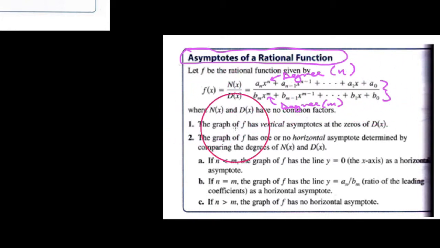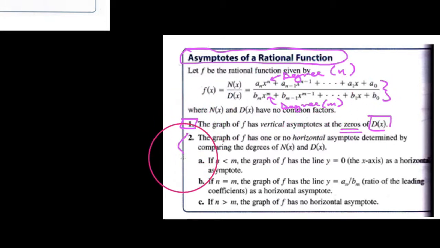Okay, we can say that this is always the case with respect to vertical asymptotes. The graph of f will have vertical asymptotes wherever we have zeros of the denominator. So in other words, if you want to find vertical asymptotes, here's what you do. You set the denominator expression equal to 0 and you solve for all the x values that would cause that to happen. In other words, find all the zeros of that polynomial, which is easy. We've done that a lot.